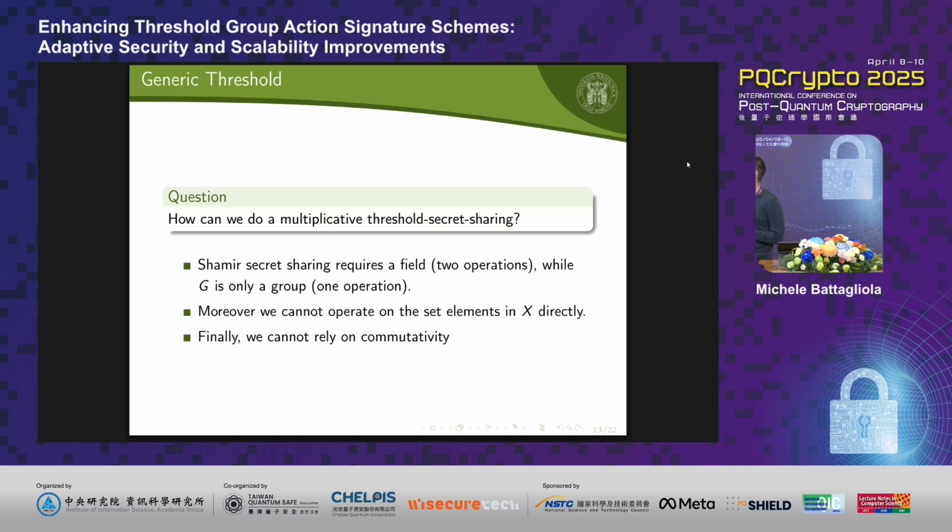Okay, how can we pass to a generic threshold? Well, we do not have any property on the group. For example, it's not a field, so we don't have two operations. We cannot use Shamir secret sharing because it's not even a ring, where you can invert and add things. You cannot operate on a set element directly. If I give you two elliptic curves, you cannot mesh them together to find a new elliptic curve. You can only apply an action, and it's not even commutative, which makes things more cumbersome.